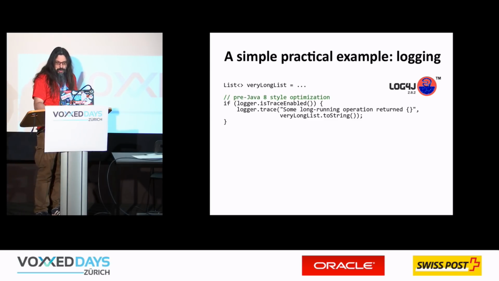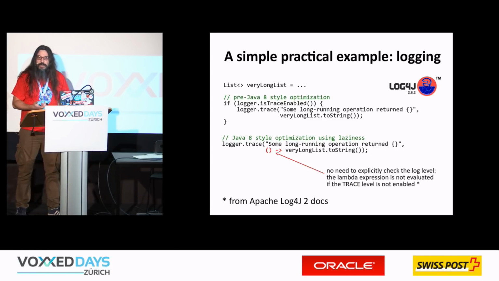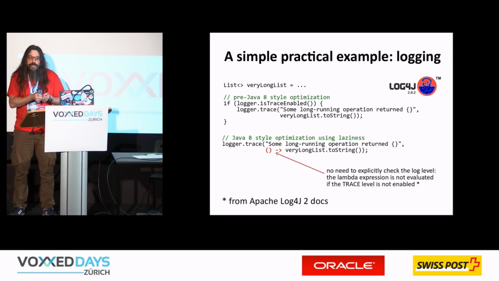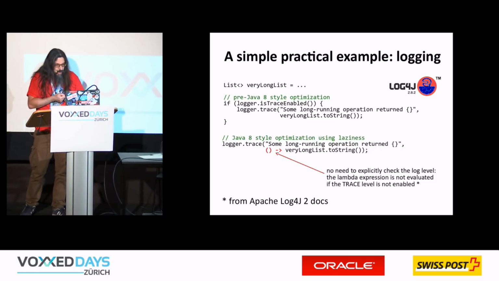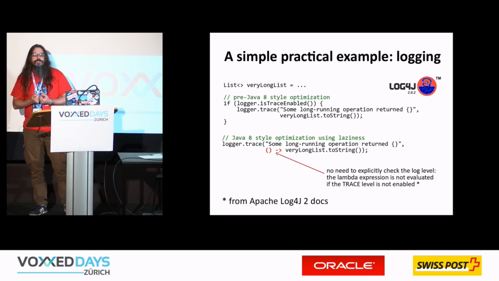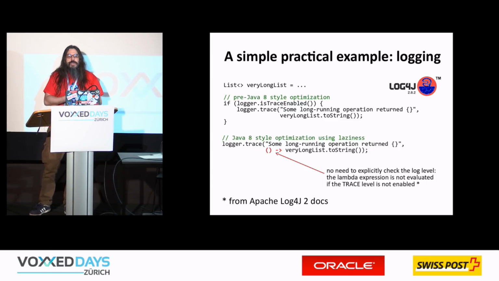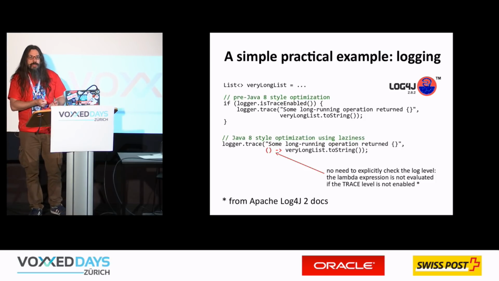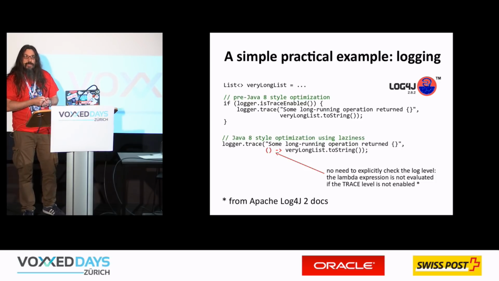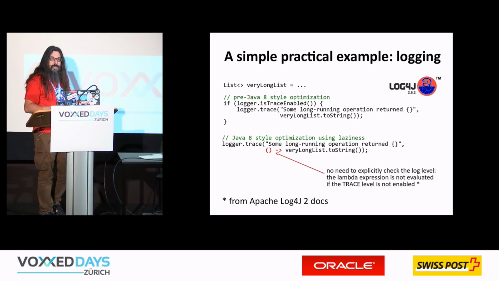With Java 8, you don't need this anymore. You can do this. You don't need to put the if block. You won't pass the string, but you will pass a supplier of that string, and that supplier will be called by log4j if and only if it is in tracing mode for that specific method, for that specific class. Is that okay? It's clear?